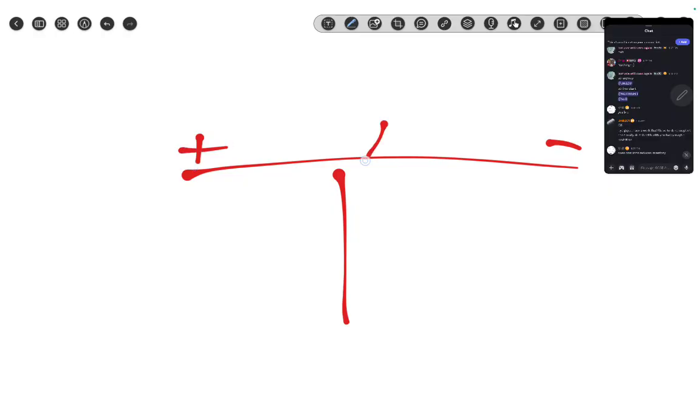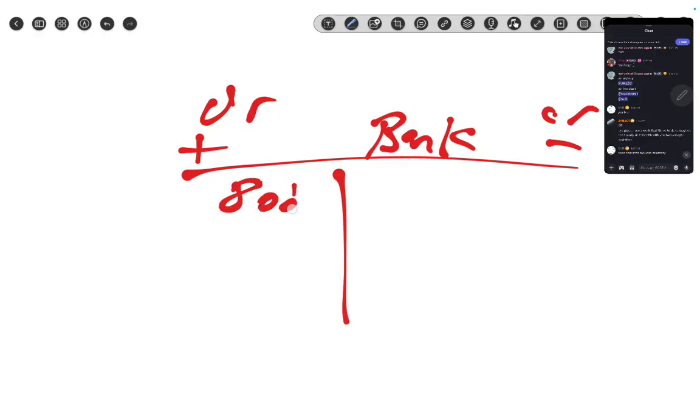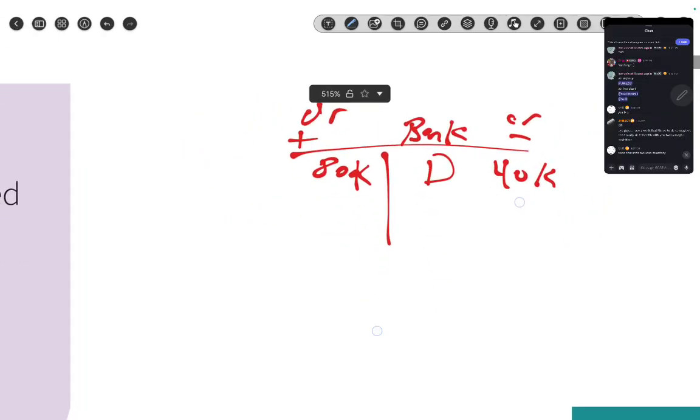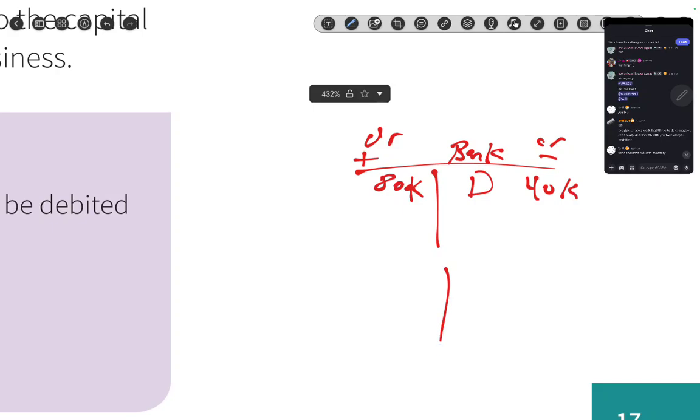This is the negative side, and this is the positive side. This is the debit side and this is the credit side. Any balance, when you record anything on the debit side, it shows an increase in your bank account, right? Now I take 40,000 as drawings, and since it's coming on the credit side of the bank account, it will come on the debit side of my drawings account, right? Pretty much common sense.